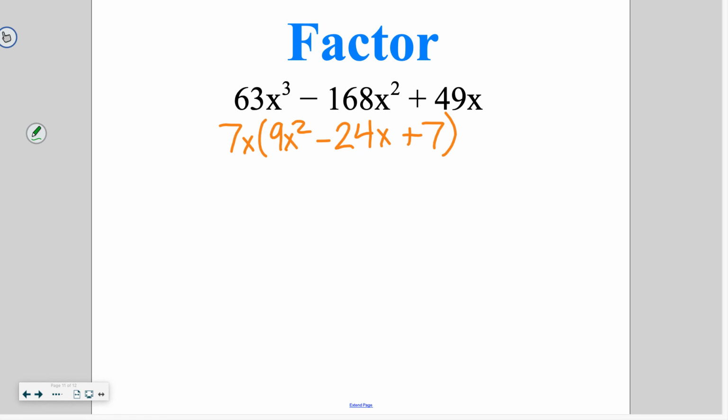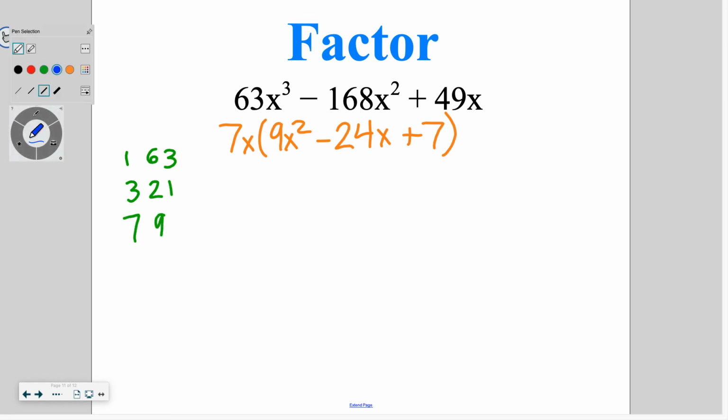Now that I have pulled out my 7x, I'm going to go ahead and notice I have a trinomial. 9x squared can be square rooted. 7 cannot, so that's going to put me into the box method. So I'm going to list my factors of 1 and 63, 3 and 21, 7 and 9. I'm looking for the pair that can get me to 24, so that's going to be 3 and 21. I'm going to go ahead and plug into the box.